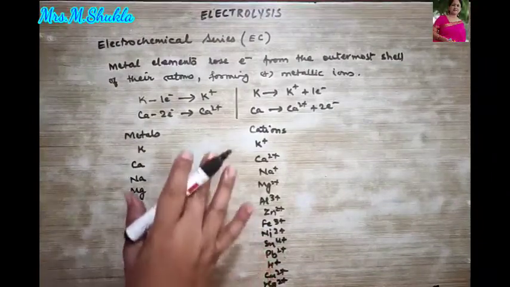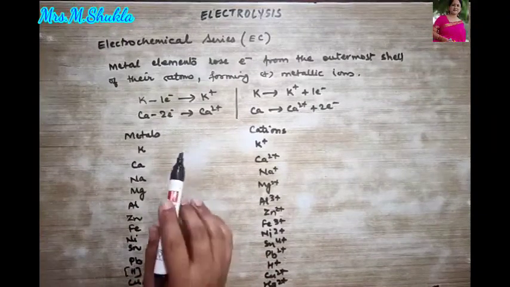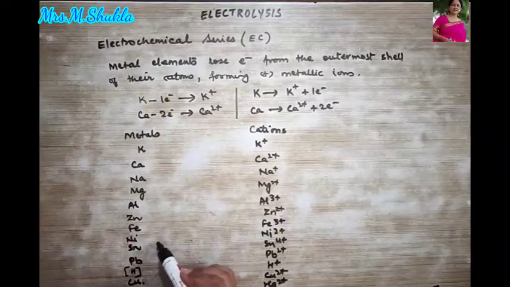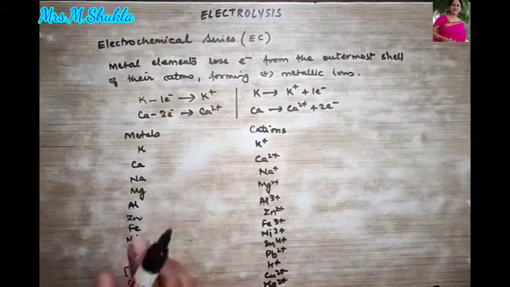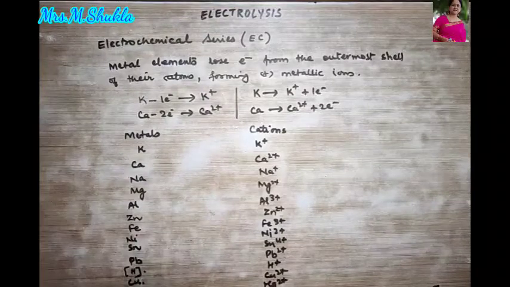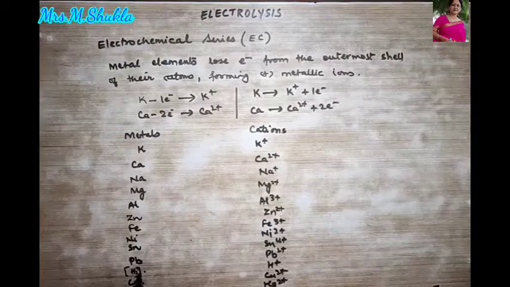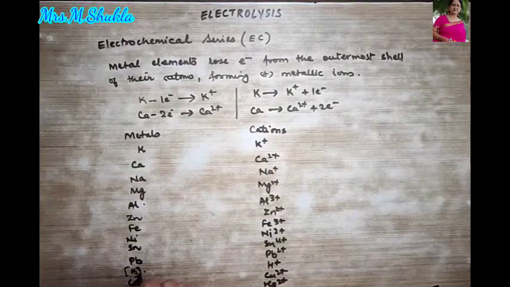Now, talking about this electrochemical series. All the metals with a higher position in the series always displace the ones which are at a lower position. This point you should be knowing. Then all the metals which are placed below hydrogen cannot displace hydrogen from the acids, while those above it can easily displace hydrogen from the acid.